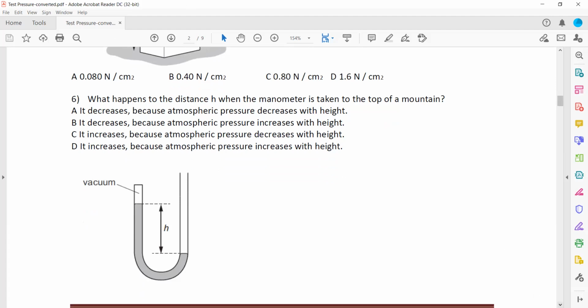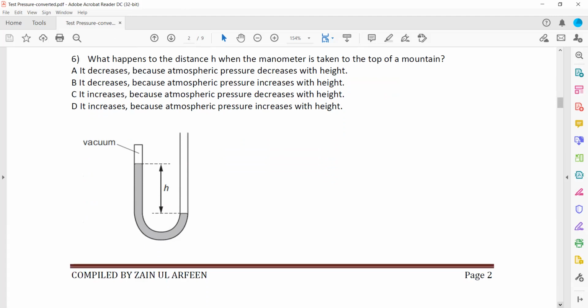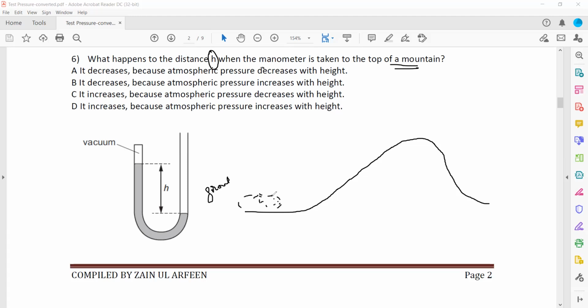In question 6, what happened to the distance h, the difference in the level? One side we have a vacuum. Vacuum means no particles. When the manometer is taken to the top of the mountain, when you take this manometer to a higher altitude, right now, for example, this is on the ground. On the ground, you have more particles of air. But when you take this to a higher altitude, there are fewer particles. So what happened to this h?